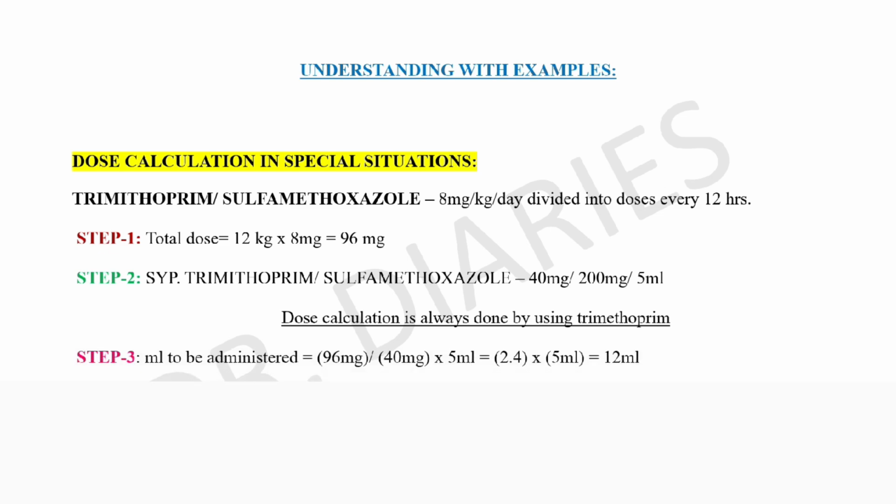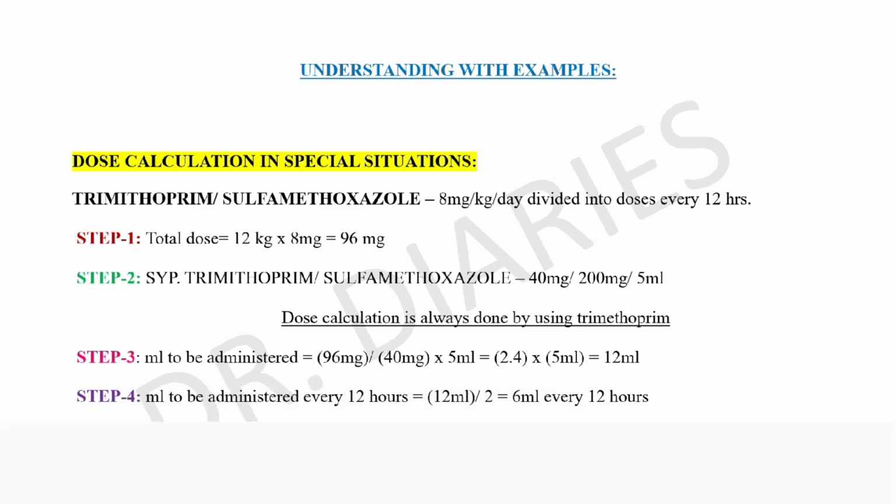Step 3 is milliliters to be administered, which is 96 milligrams divided by 40 milligrams into 5 milliliters, which is equal to 12 milliliters. Step 4. If this has to be given once every 12 hourly, then it is divided by 2, where we get 6 milliliters. Thus we give 6 milliliters once in every 12 hours.